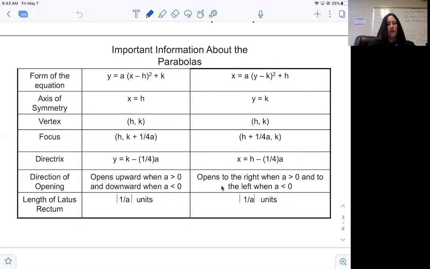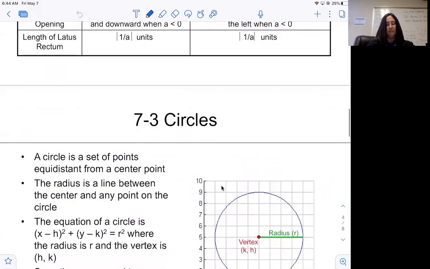Then your directrix is y equals k minus 1/4 a. And then your opening: if your a is positive, your parabola opens up. If it's negative, it opens down. And then it tells you how to figure out how long the latus rectum is. Notice that that is given to you when it's a y equals, but we have the same idea when it's an x equals. So this is important information that you might need.